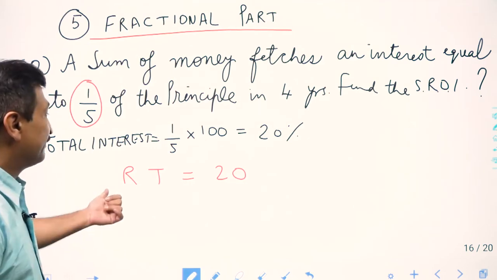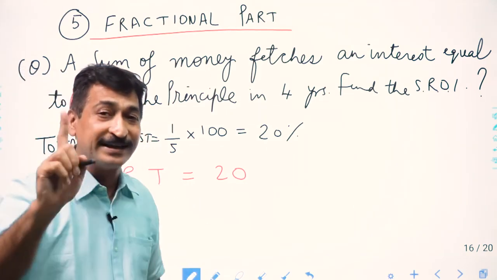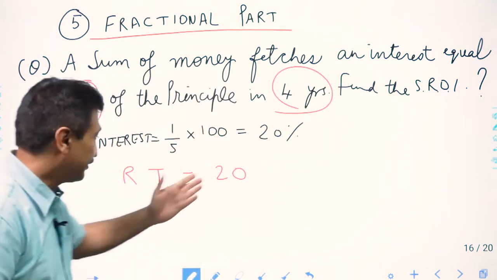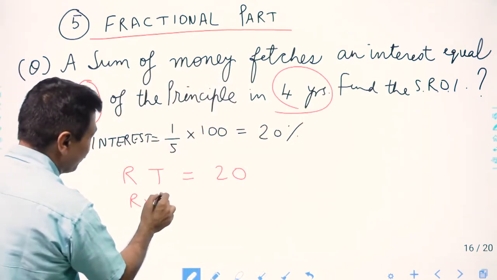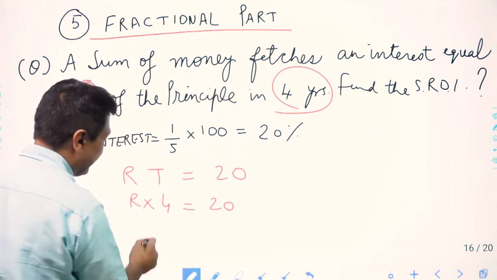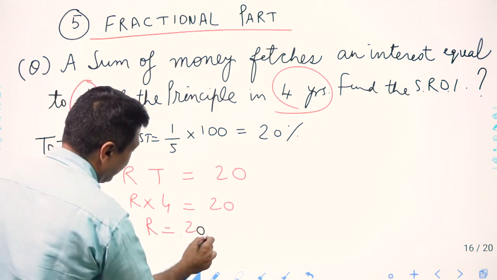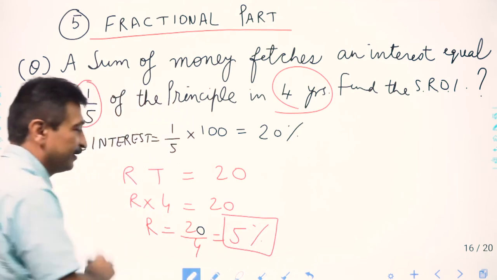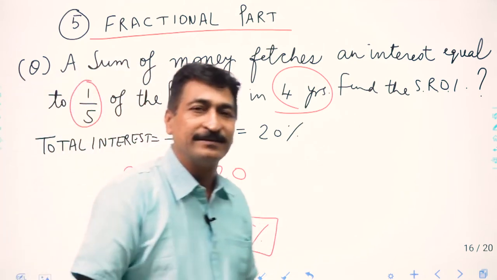Now out of this R and T, rate and time, one thing is given to me. I have been given time. So I will substitute time. R into 4 is equal to 20. So R is equal to 20 upon 4, that means 5%. So the rate is 5%.